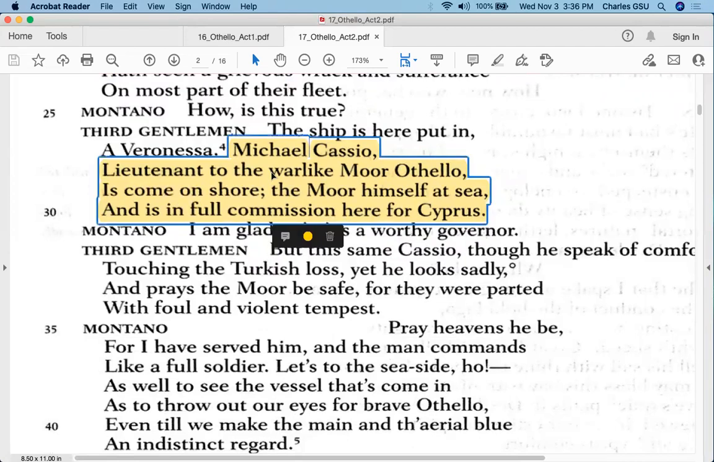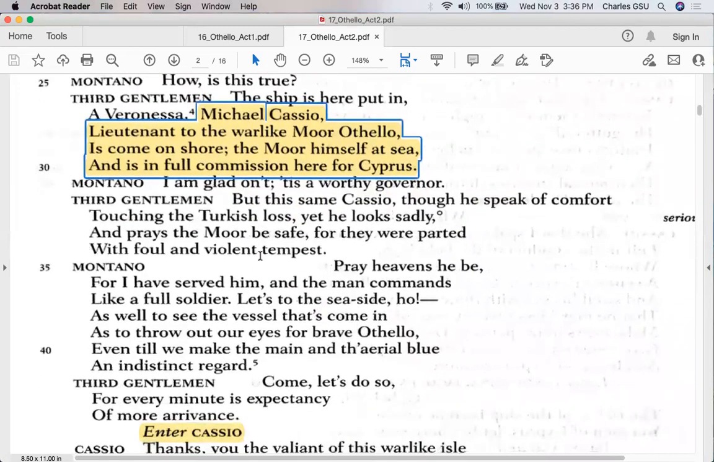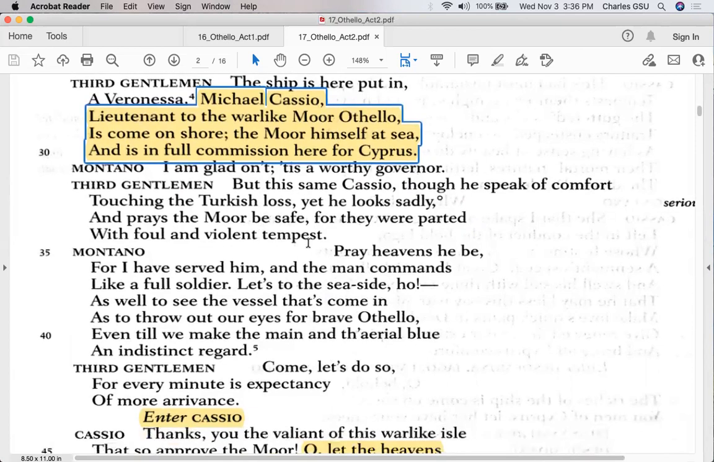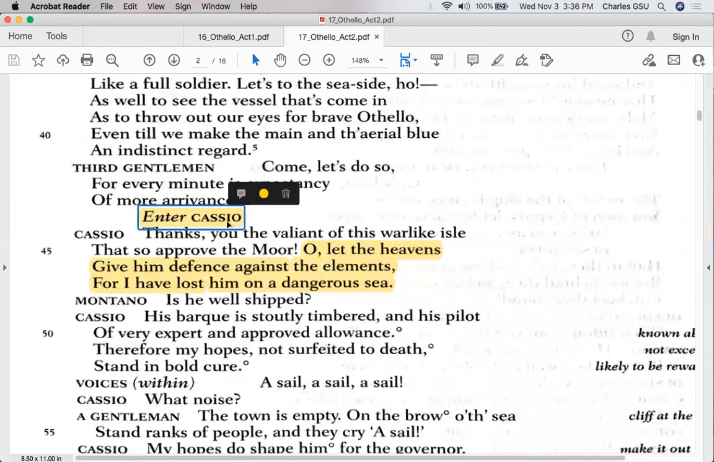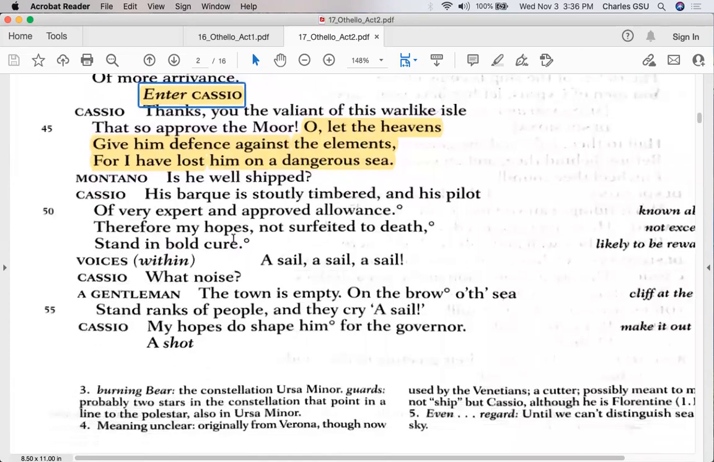So Cassio, who is lieutenant, comes with Desdemona first. And that's important to know, that it's Cassio arriving first as opposed to Othello, because of the order in which people arrive and what happens. So enter Cassio, and he goes on to say that, we got separated on sea, God give Othello defense against the elements, for I've lost him on a dangerous sea, meaning they've been separated.